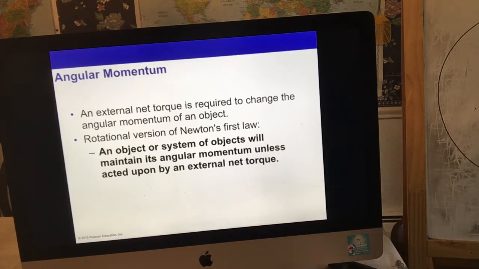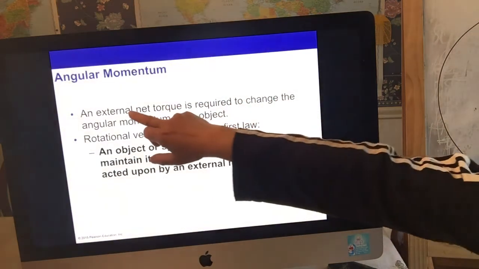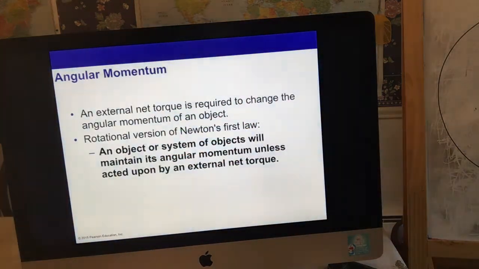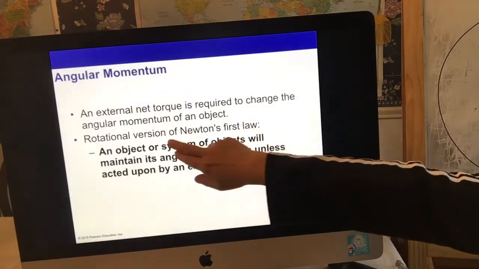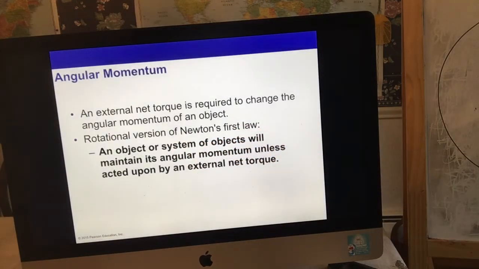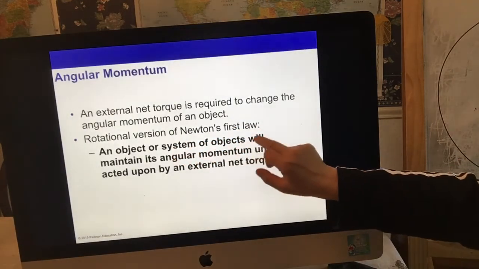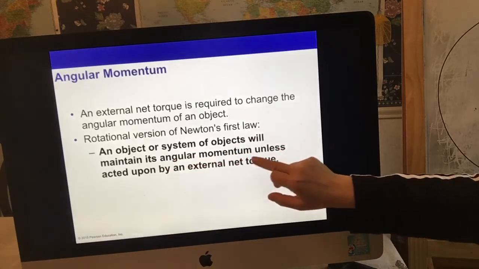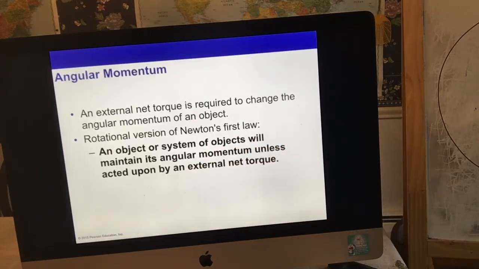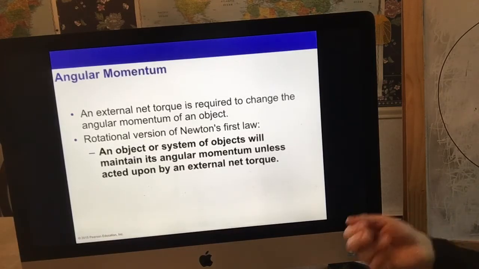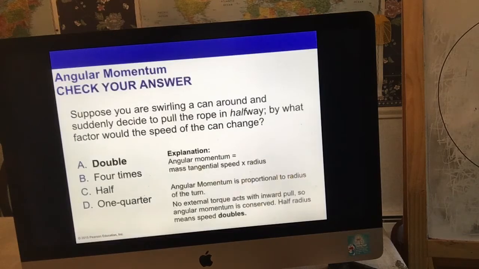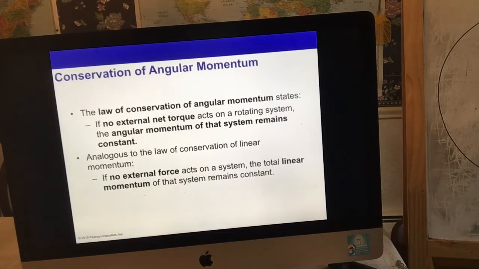Similarly, if we need to change the angular momentum of an object, we need an external net torque applied to the object. So we have the rotational version of Newton's first law: an object or system of objects will maintain its angular momentum unless an external net torque acts on it. What if we don't have net torque? If there's no net torque, then the angular momentum of the system remains constant.